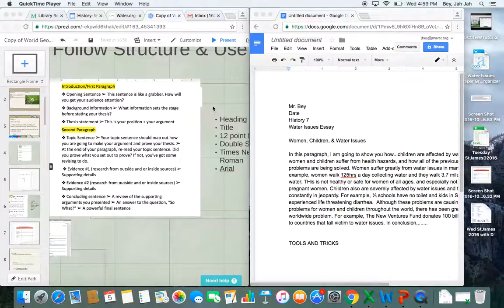All right, guys. So, seventh graders, welcome to your second paragraph tutorial. All right. The first thing you need is a heading title, 12 point font. It needs to be double spaced, Times New Roman or Arial font.